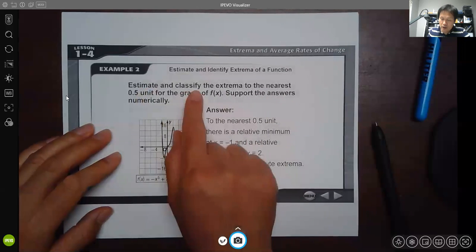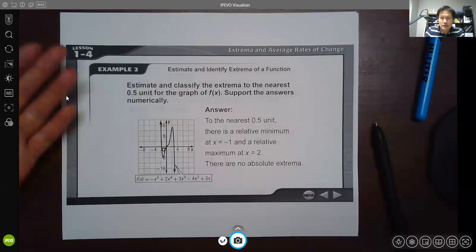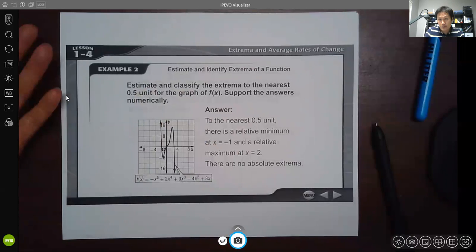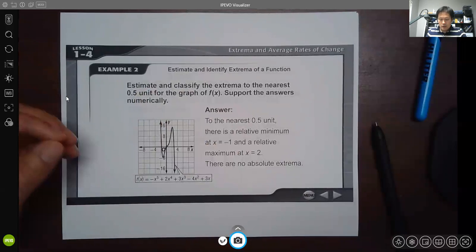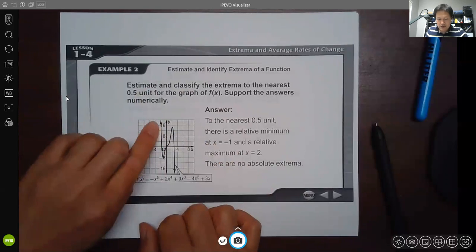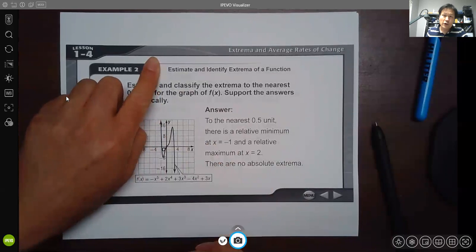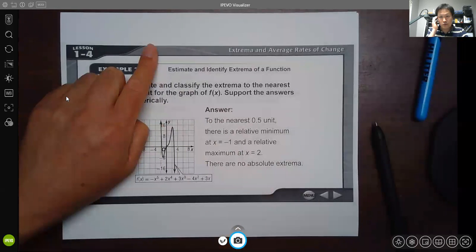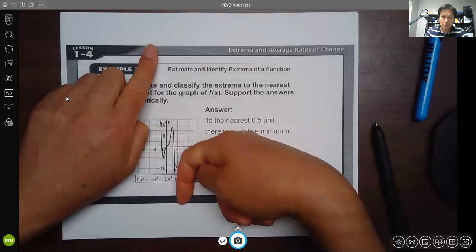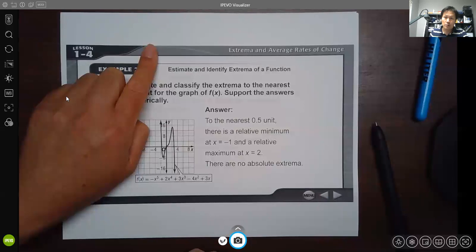Estimate the extrema. So basically, I'm asking you to find the absolute maximum, relative maximum, and relative minimum. Okay. So if you look at this graph, do you see the arrow keeps going up here? So you should know there is no absolute maximum because it keeps going up. Same thing with the minimum. It keeps going down, so there will be no absolute minimum either.